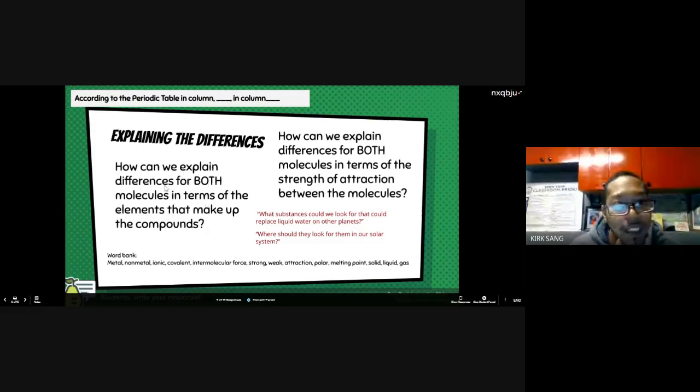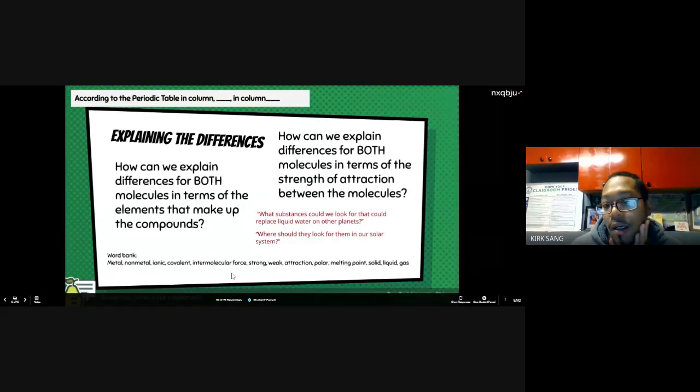So explain, how are they different? According to the periodic table, where will you find these elements? Are they metals or non-metals? Will they form ionic or covalent bonds? And then how can we explain both differences for both molecules in terms of attraction between the molecules? So tell me if the force of attraction is going to be strong or weak. Why? And then look at the melting and boiling points like we did.